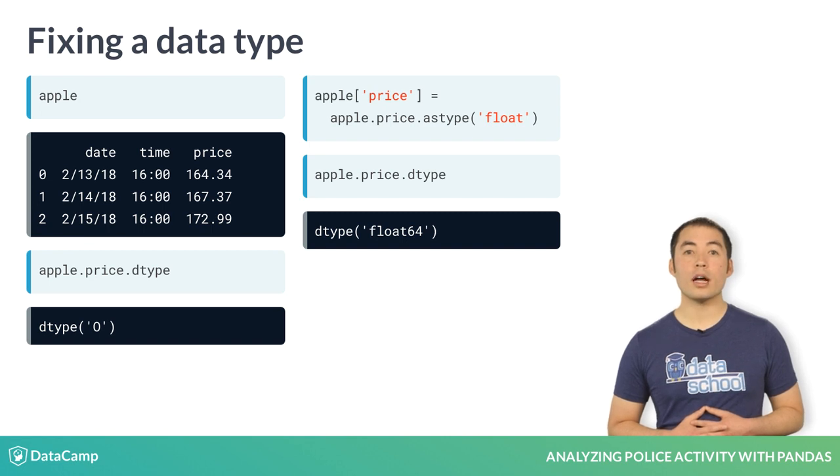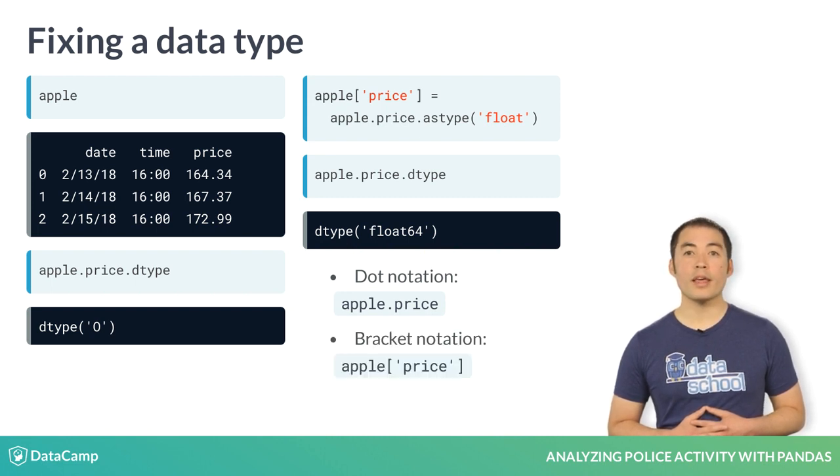You might have noticed that on the right side of the equal sign, I use dot notation to refer to the price series rather than bracket notation. They mean the same thing, but I'll be using dot notation throughout this course because I find that dot notation makes pandas code more readable. However, it's worth noting that you must use bracket notation on the left side of an assignment statement to create a new series or overwrite an existing series.